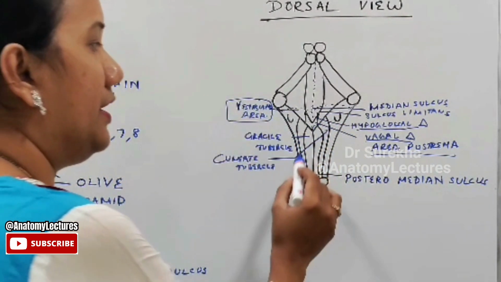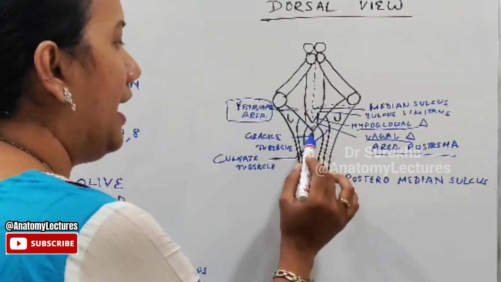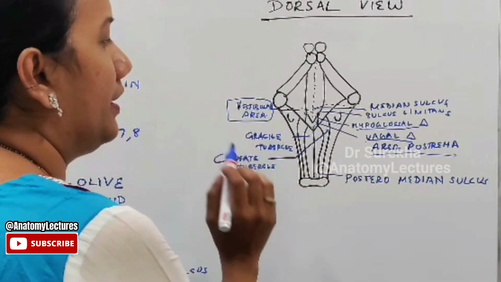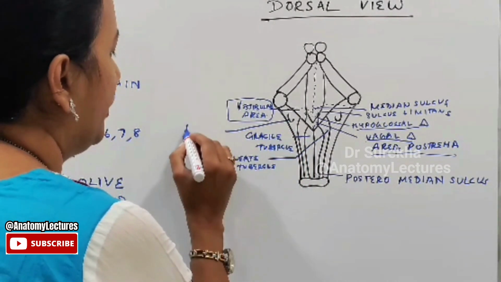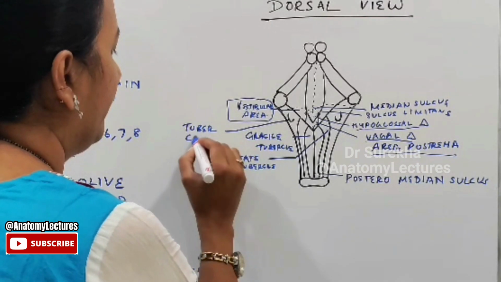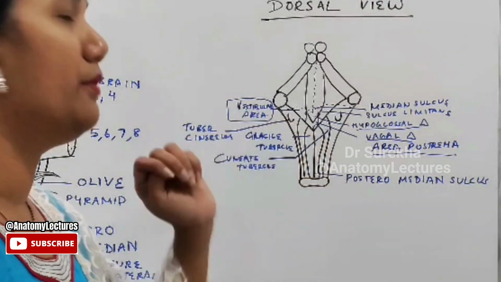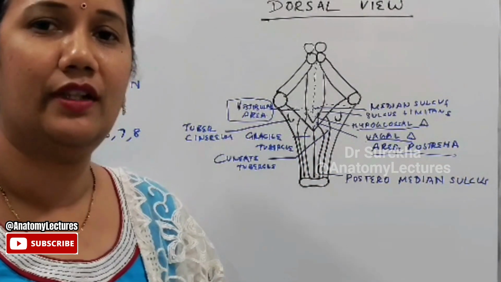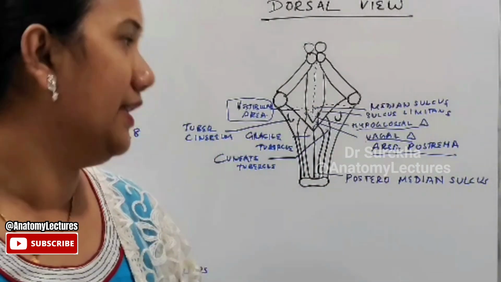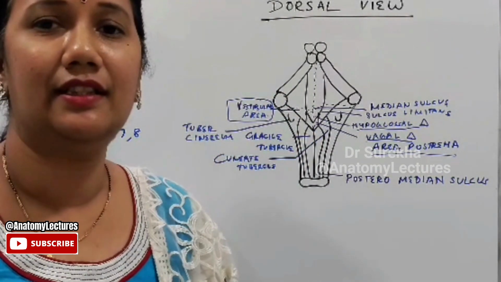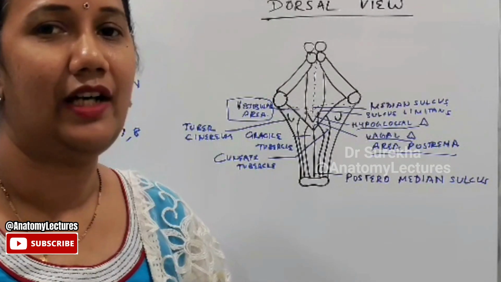So from the center, you have got the posteromedian sulcus, lateral to that you have got the gracile tubercle, and lateral to that you have got the cuneate tubercle, and even more lateral to that you have got one more elevation which is called the tuber cinereum. Now how are these elevations formed? This gracile tubercle overlies the nucleus gracilis, and this cuneate tubercle overlies the nucleus cuneatus, and the tuber cinereum which is present in the lateral most part overlies the spinal nucleus of the trigeminal nerve and its tract.